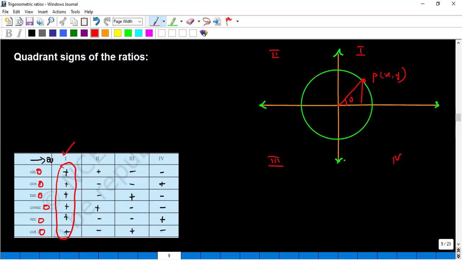Then what about the second quadrant? P of minus x comma y. What do you get here?